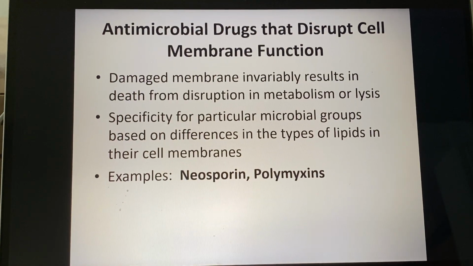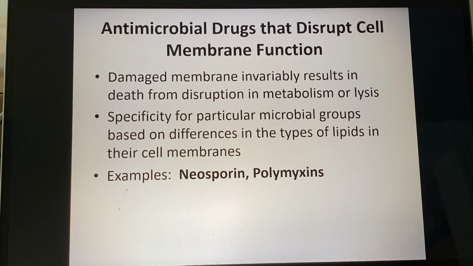Okay, then we have drugs that attack the cell membrane. And these are what we call polymyxins. The best example of this is Neosporin. This is not something that you want to ingest. It's something that normally just goes on your skin, and you put it over, say, what you think would be an infected cut, and try to reduce bacteria in that way.